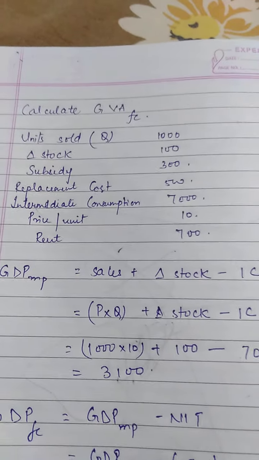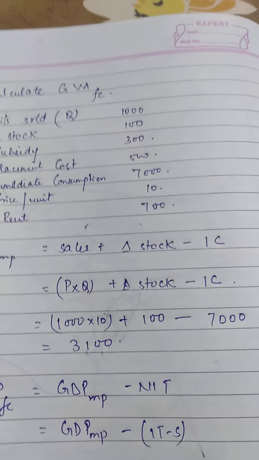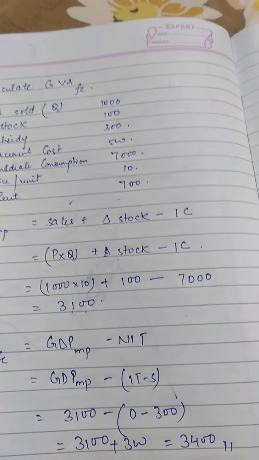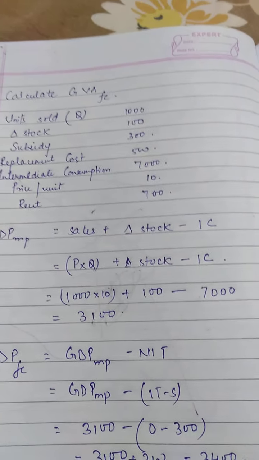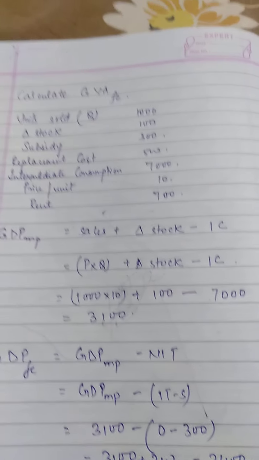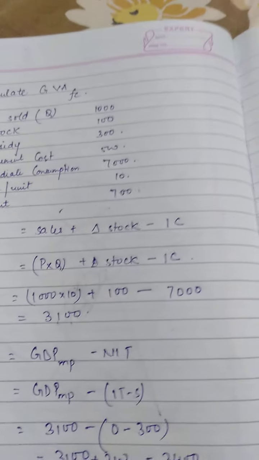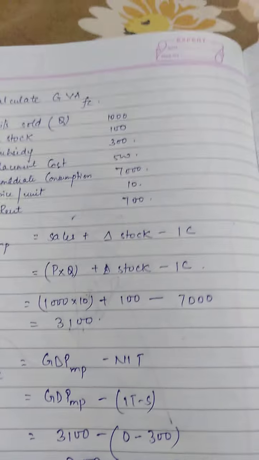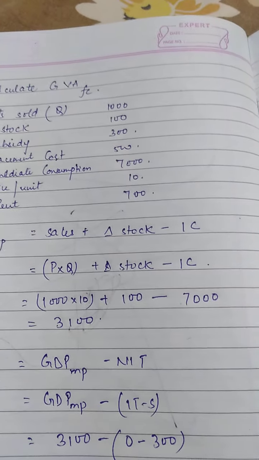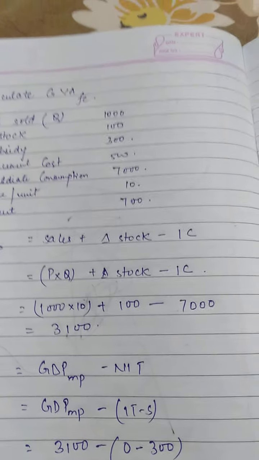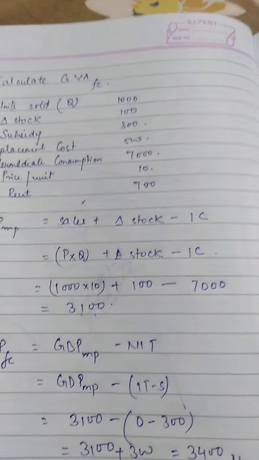Change in stock, you can see directly in the question it is given as 100, so I have directly written it to be 100. And the value of intermediate consumption has also been given directly, that is 7000. So I am just subtracting 7000 from it. So 10,000 plus 100, that is 10,100, minus 7,000, that is 3,100.